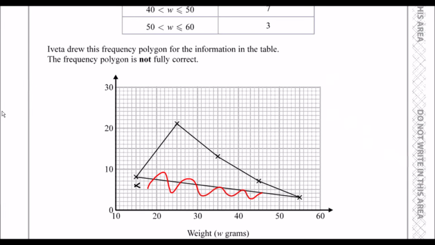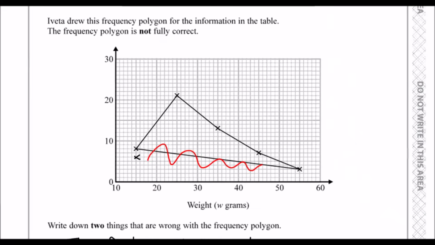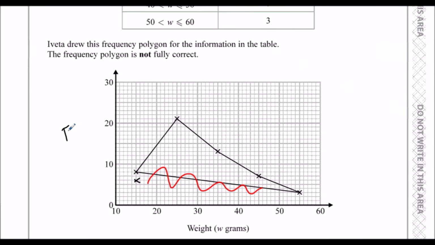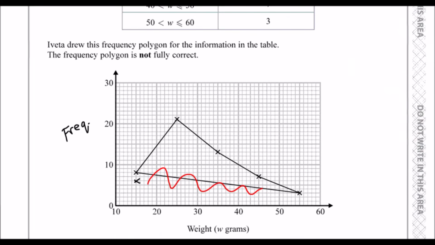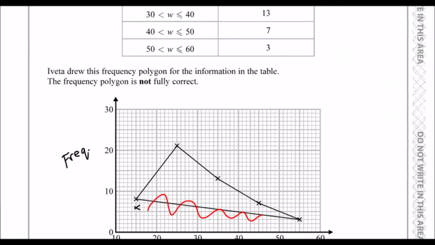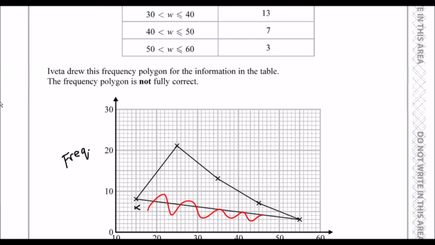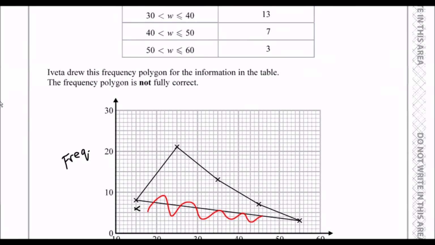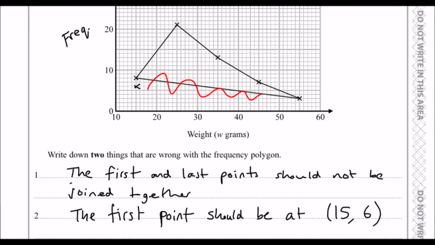We could also say there's no label on this axis for frequency. So there's no label on this axis. And I'm assuming the rest of the points are correct. So 25, 21, 35, 13, 45, 7, and 55, 3. They look right. So they are all the possible reasons.